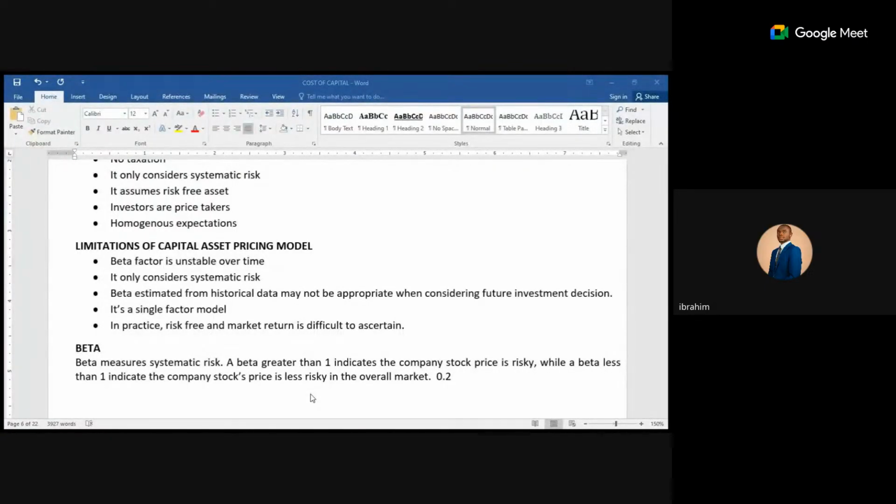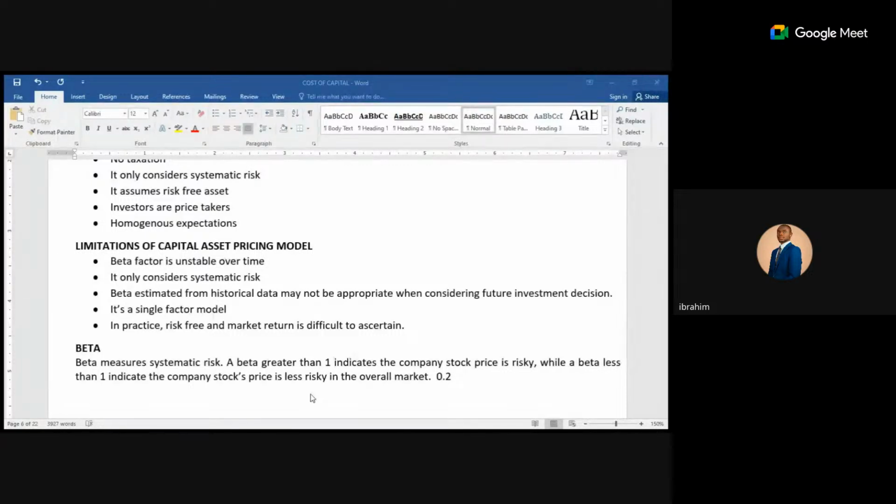Now, when a beta is less than 1, it indicates that the company stock is riskless. That is, there is no risk in that stock. And if there is no risk, we should not forget that the higher the risk, the higher the return. The lower the risk, the lower the return. So you should not be expecting high return if the stock is not volatile, if there is no risk.